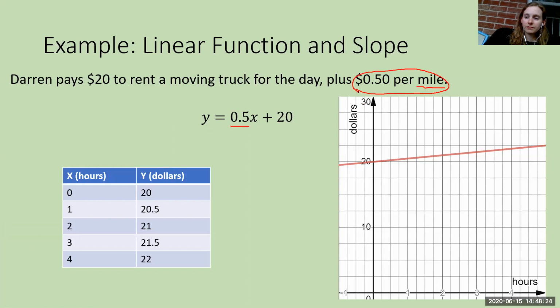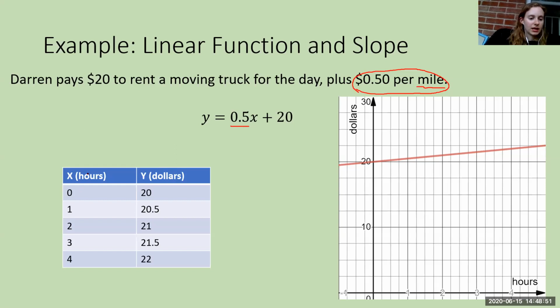50 cents per mile. So each time I increase by 1 mile, so each time my x increases by 1, I'm going to see that my bill jumps up by 50 cents, right? So go up 1 mile, go up by 50 cents, go up 1 mile, go up by 50 cents. So the slope of my relationship is 0.5 or 50 cents per mile to be a little bit more specific.